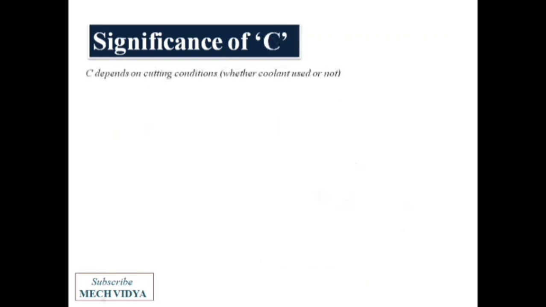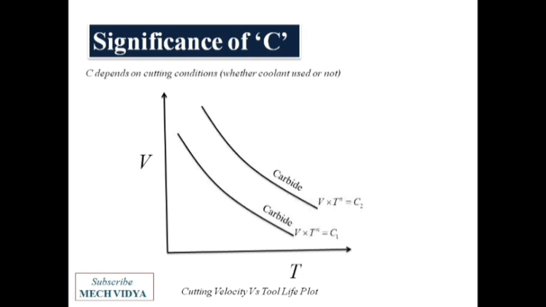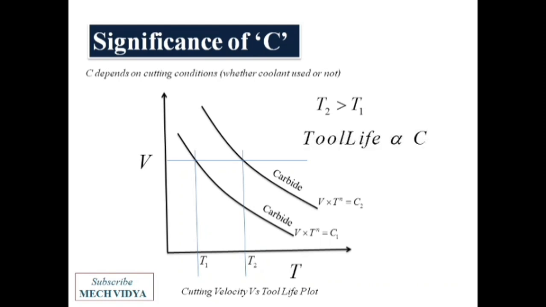Now another important thing in the Taylor equation is the constant C. C depends on the cutting conditions. That means whether you have used adequate coolant or not. In this cutting speed versus tool life plot, you will see that for the same carbide tool, we have got two different curves for two different cutting conditions. As the value of C2 increases, for the same cutting speed V, the tool life also increases. From this graph, you can see that T2 is greater than T1. Thus, we can conclude that tool life is directly proportional to the constant C, that is, the condition in which you are doing the machining operation.